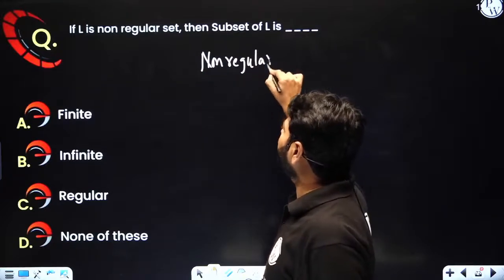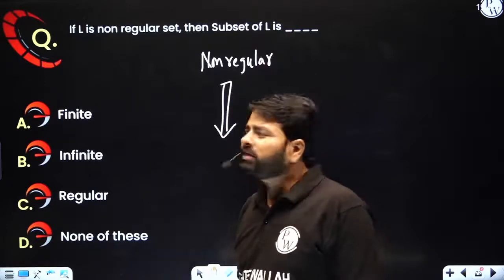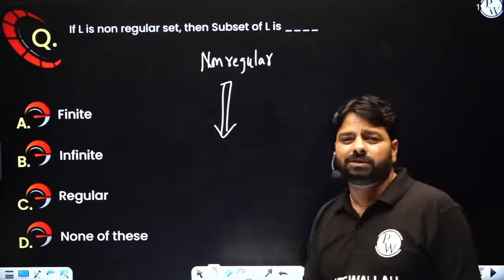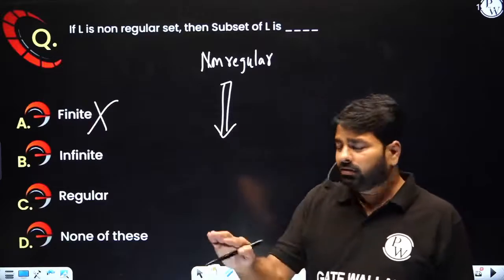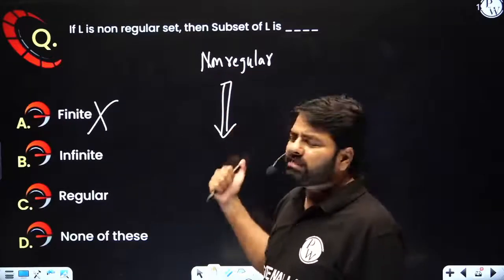I'm trying to take the subsets of it. Is it always finite? See, non-regular itself is infinite and itself is a subset. Then how can I guarantee always finite? Wrong.